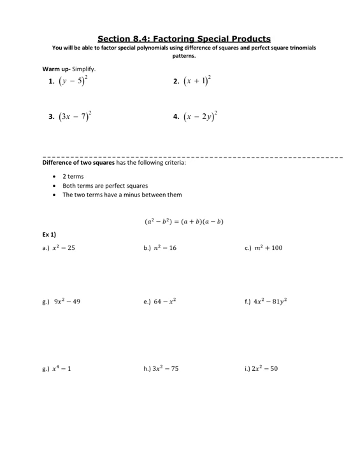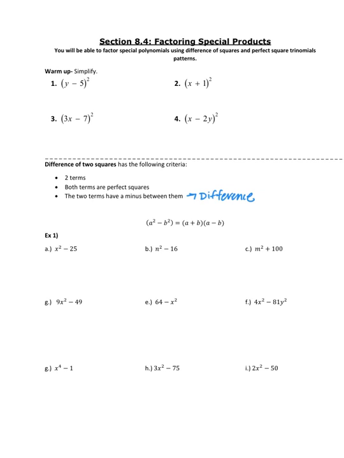All right, so for section 8.4, you're factoring these special products. The first type of special product that we're going to look at is the difference of two squares. One thing here, this bullet point right here, this is where the word difference comes from, because difference is subtraction. Both terms are perfect squares.